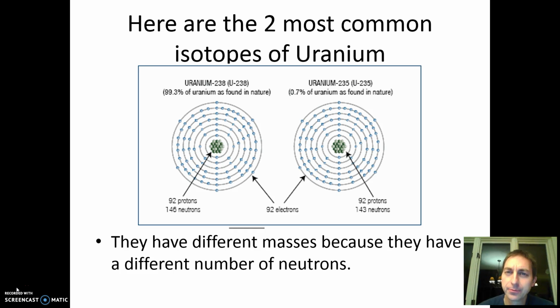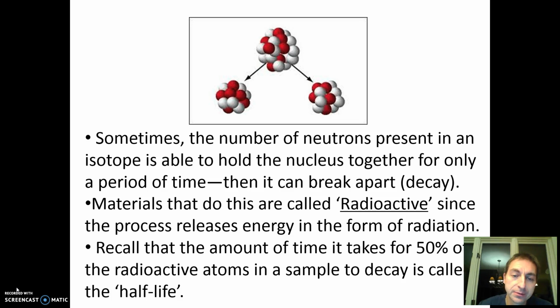As we talked about before, neutrons are important for stability of the nucleus. And so having a different number of neutrons can lead to instability. As it turns out, both of these forms of uranium are not completely stable, and therefore we're going to call them radioactive. Remember, when they're radioactive, that means that the combination of protons and neutrons isn't capable of holding the nucleus together for too long of a period of time. Eventually it will break down and go through decay. And that's why we call them radioactive materials, because they're decaying and giving off radiation.